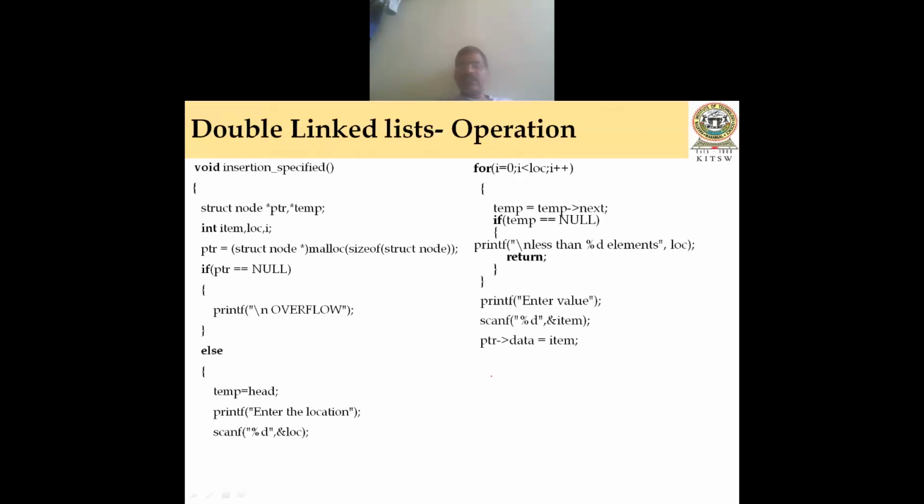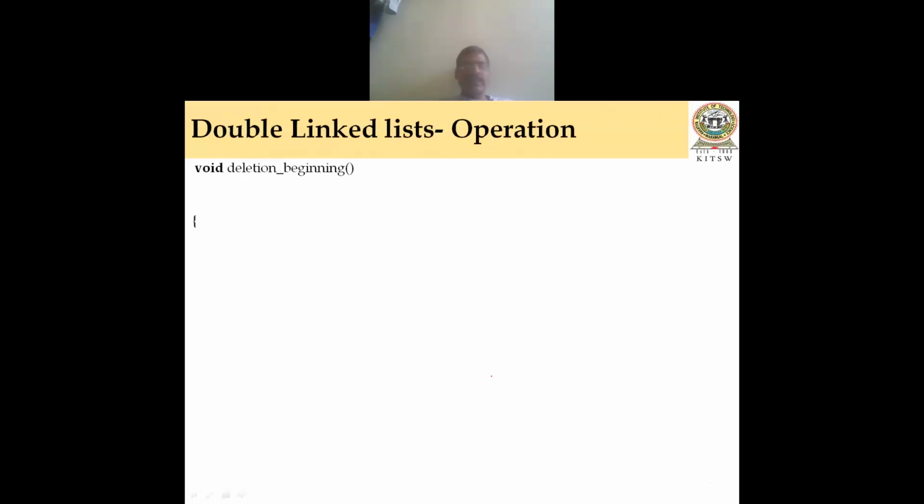And once after traversing the list, we are going to create the memory for that node, read the data item, and establish the links properly. Previous and next links you have to establish in a proper way. Fine, this is what we are going to do here basically.